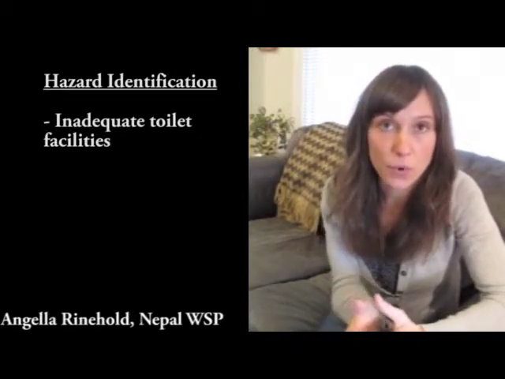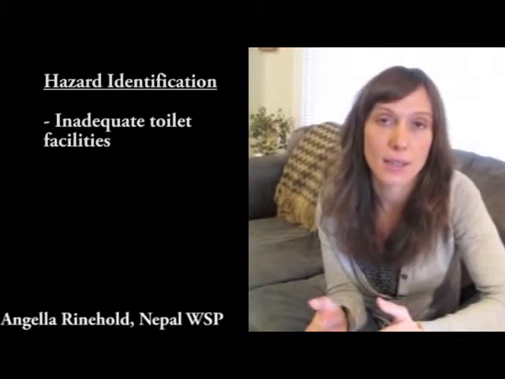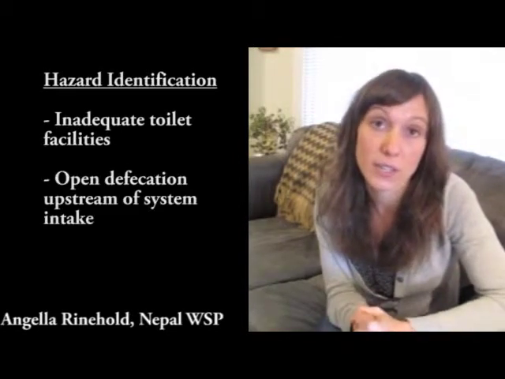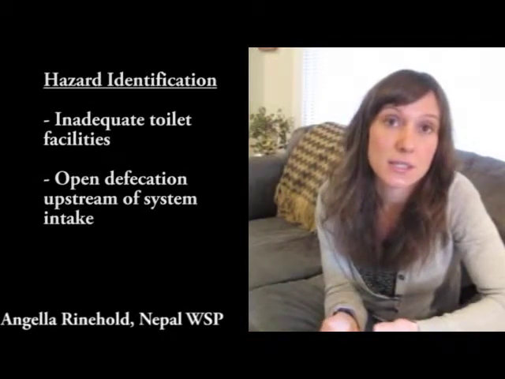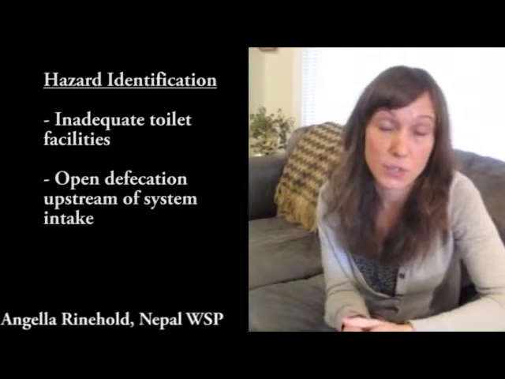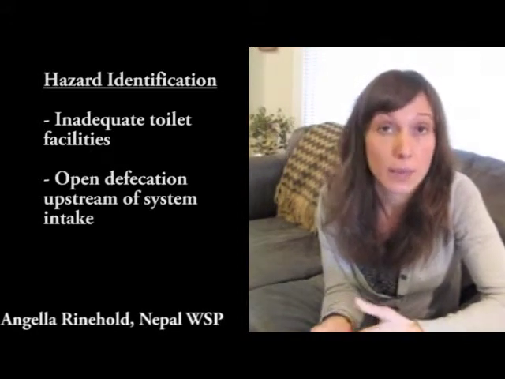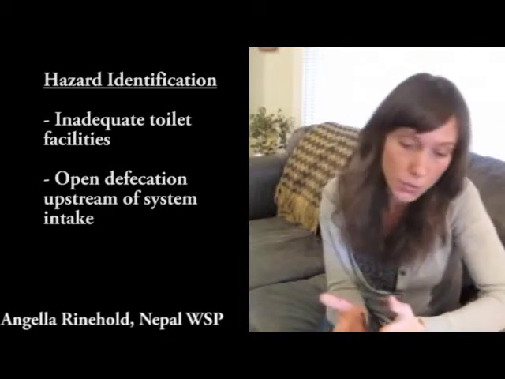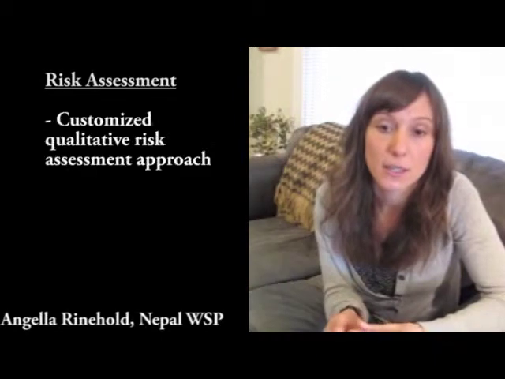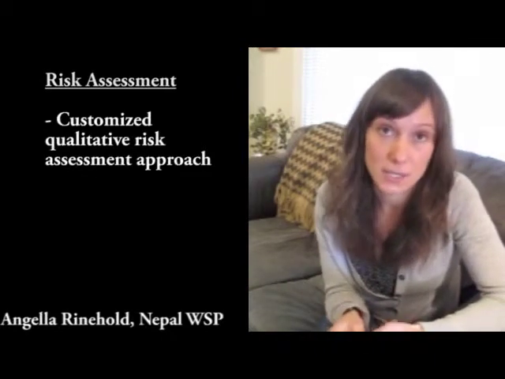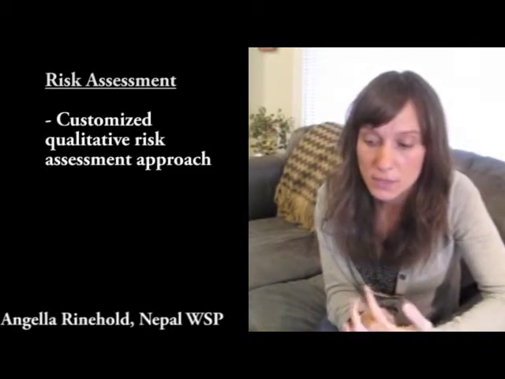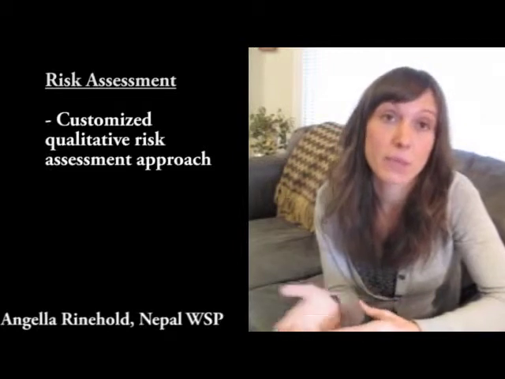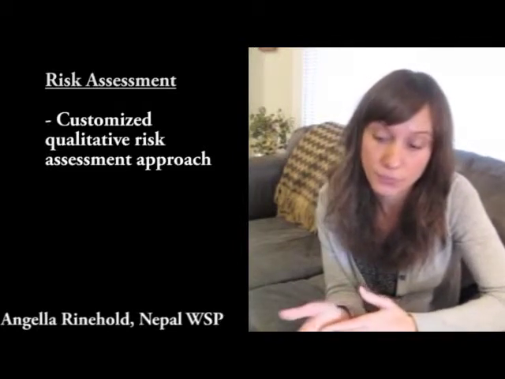The source of water for this system was a stream source, and this village that was still practicing open defecation was located not far upstream of the system intake. So the potential existed for human waste to be washed into the stream during rain events and microbially contaminate the water supply. So the water safety plan team then assessed the risk associated with this hazard using a customized qualitative risk assessment approach rather than the semi-quantitative approach. And they determined that this risk was unacceptably high, that something more needed to be done to control it.